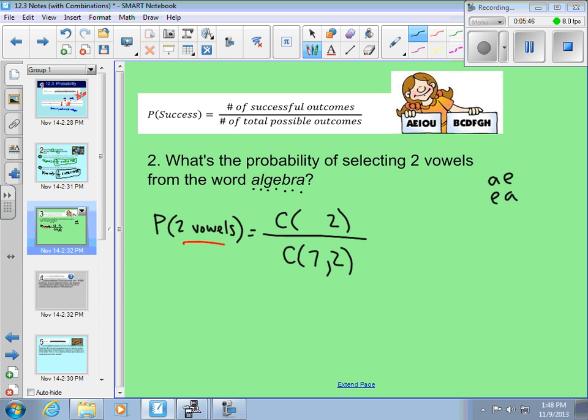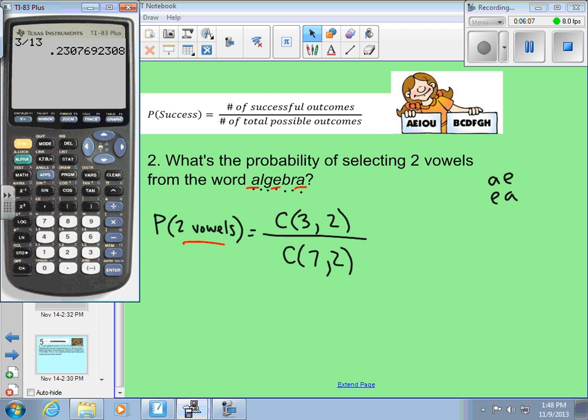Again, we're drawing 2 out of how many, just vowels in this? Well, if we look at our word, we have an A, an E, and another A. So we have 3 possible vowels to choose from. So to figure this one out, we've got to figure out what those combinations equal.